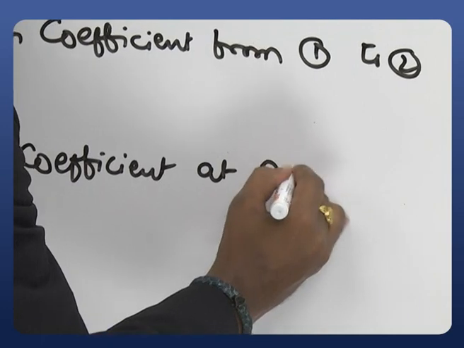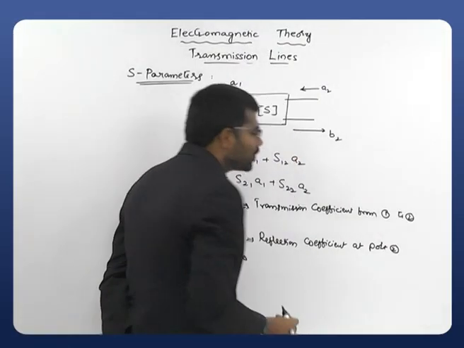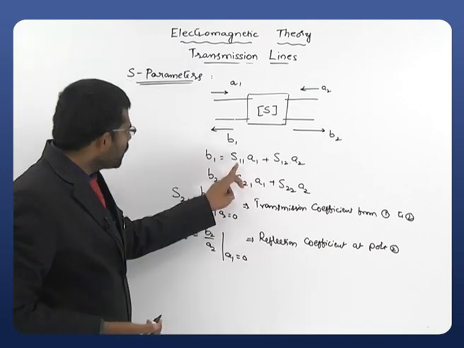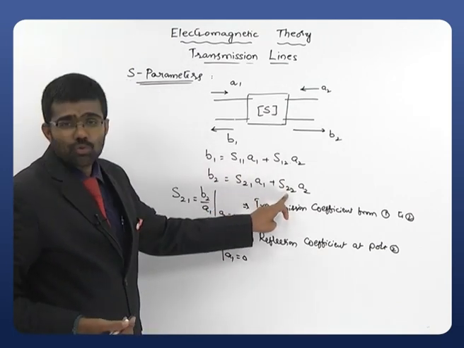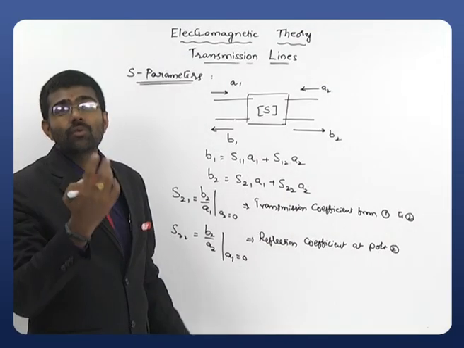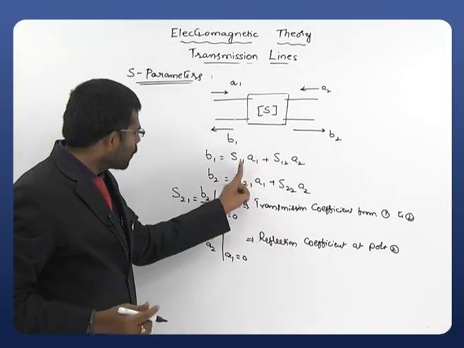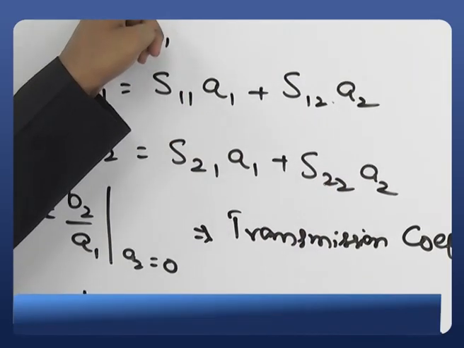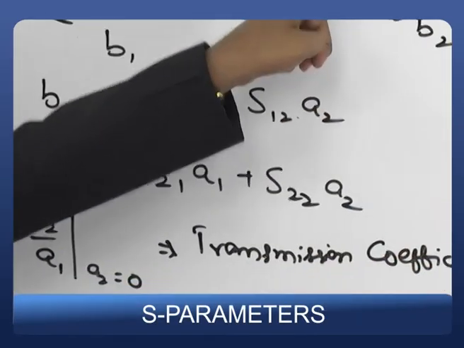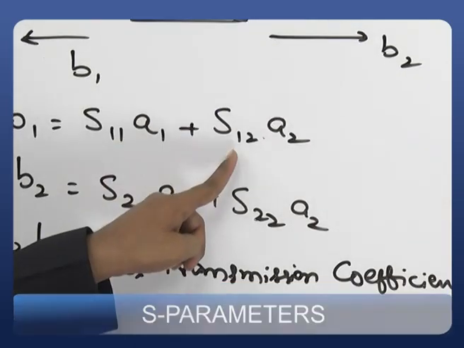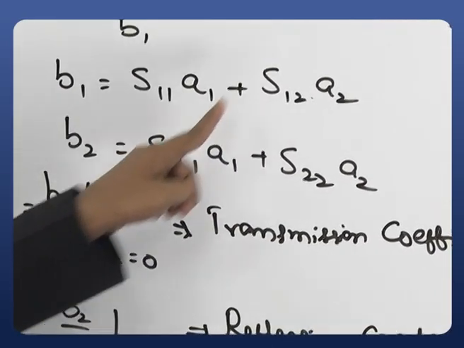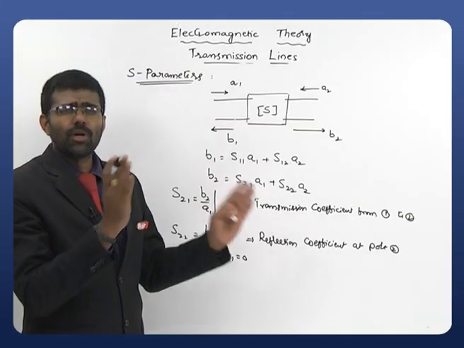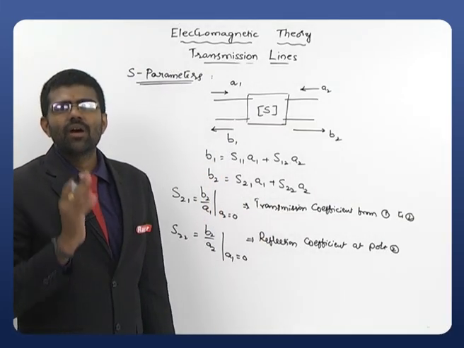at port 2. So here, if you are considering a simple 2-port network, S11, S12, S21 and S22, these 4 are 4 different coefficients. S11 and S22 are the reflection coefficients: S11 is the reflection coefficient at port 1, S22 is the reflection coefficient at port 2. S12 and S21 are transmission coefficients. One is from 2 to 1, another one is from 1 to 2. Like that, we have 4 parameters.